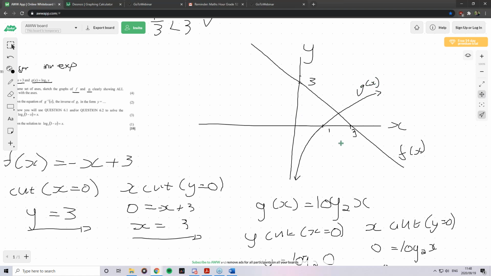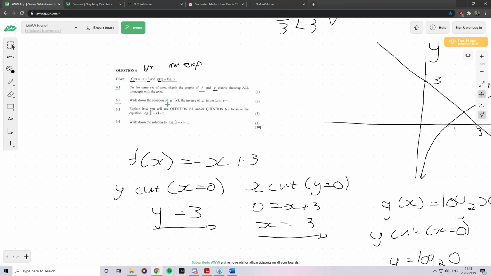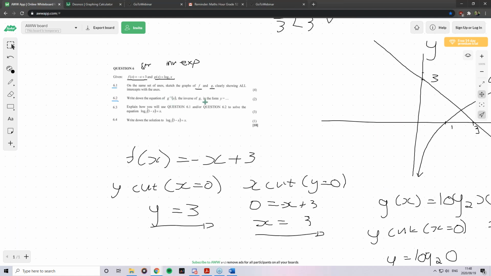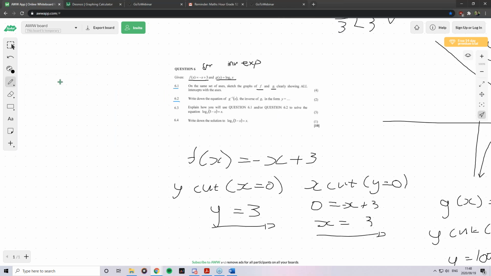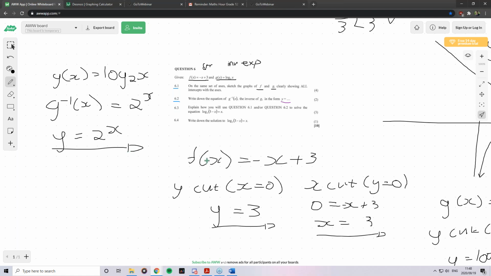All right, now let's go to 6.2. Write down the equation of the inverse of g in the form y is equal to. Let's just do it on the side here. If g of x is equal to log base 2 of x, the cheat cut method says g inverse of x is equal to 2 to the power of x, but they say in the form y is equal to. So y is equal to 2 to the x, and that's your answer for 6.2.